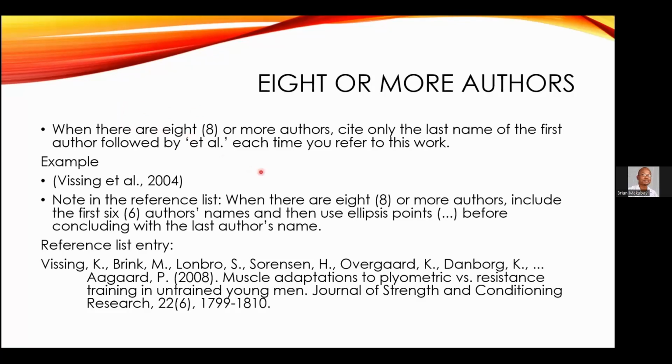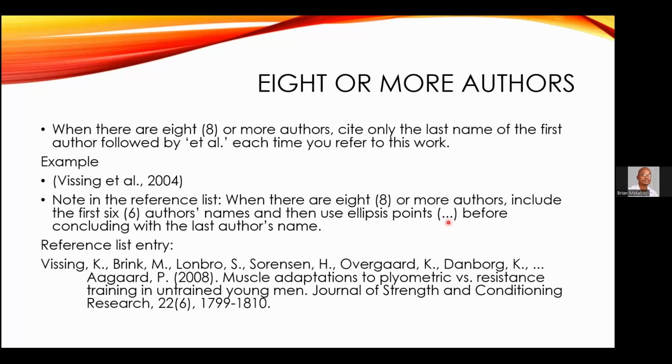So when there are 8 or more authors, cite only the last name of the first author followed by et al., which is similar to the previous slide you have just looked at, as you see here. However, what to note here is that in the reference list, when you have 8 or more authors, you're only going to include the first 6 authors. So you include the names of only the first 6 authors, and then you use what we call the ellipsis points. That is called the ellipsis point. So this is used now in the reference list when you have 8 or more authors.